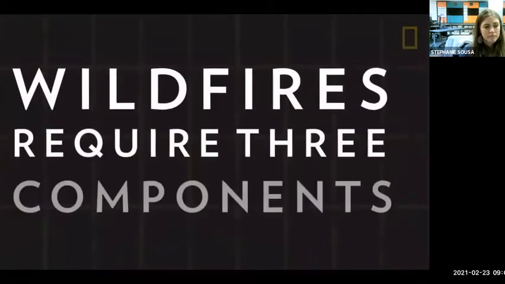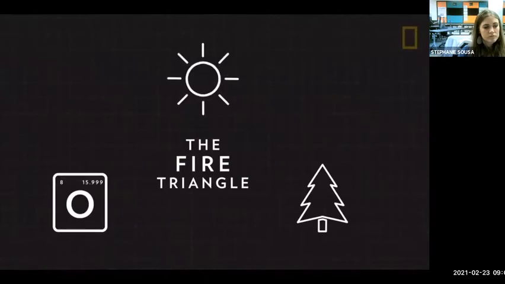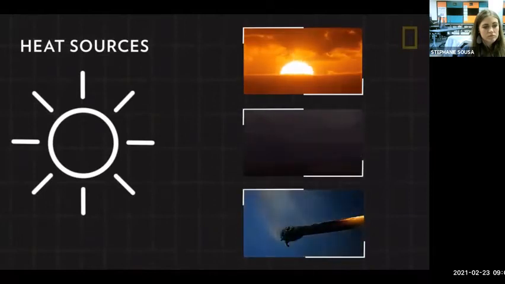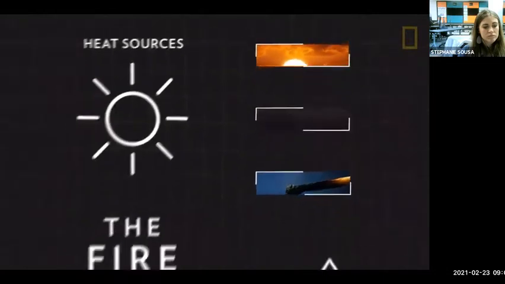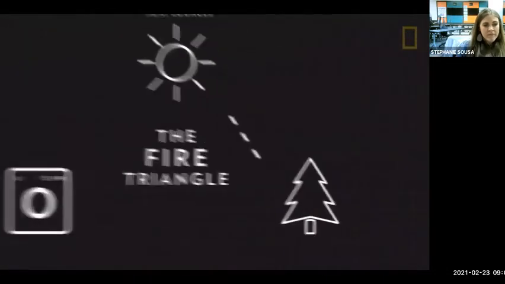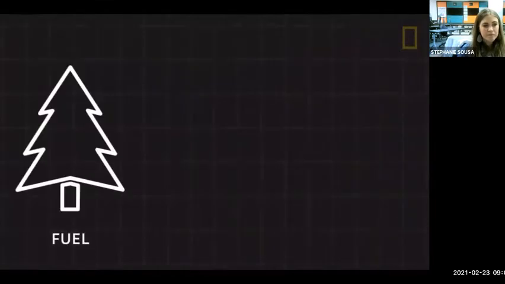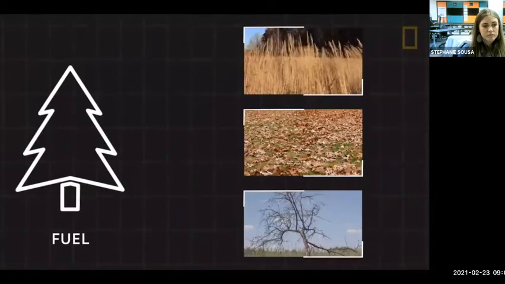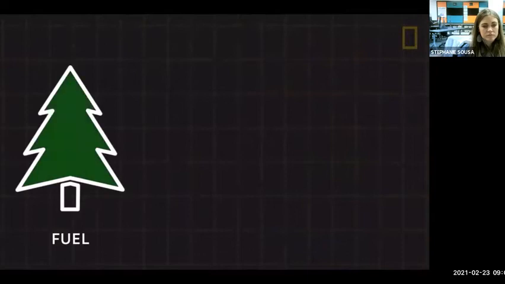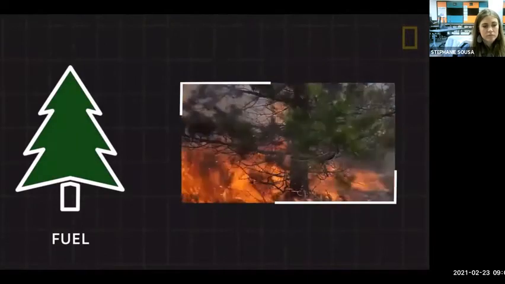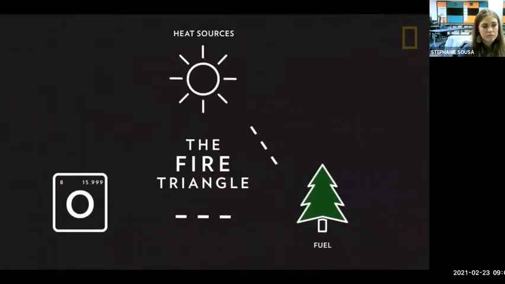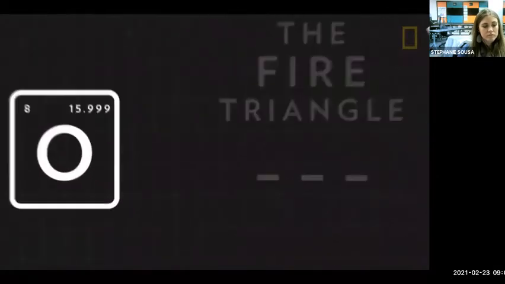Wildfires require 3 components known as the fire triangle: a heat source, fuel, and oxygen. Heat sources such as the sun, a hot bolt of lightning, or a smoldering match can supply enough heat to spark a fire. That spark then turns into flames when fuel or any flammable material is present. Dry, dead grasses, leaves, and trees are common fuels for wildfires, but so are living vegetation called green fuels. Pine trees and other evergreens contain flammable oils that can burn when exposed to a heat source. As the fuel burns, the resulting flames feed and thrive off of oxygen.